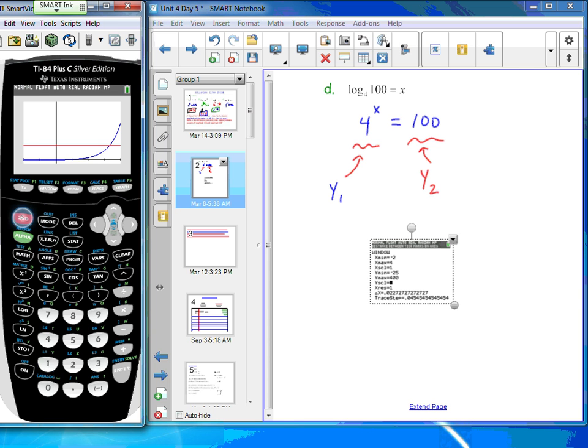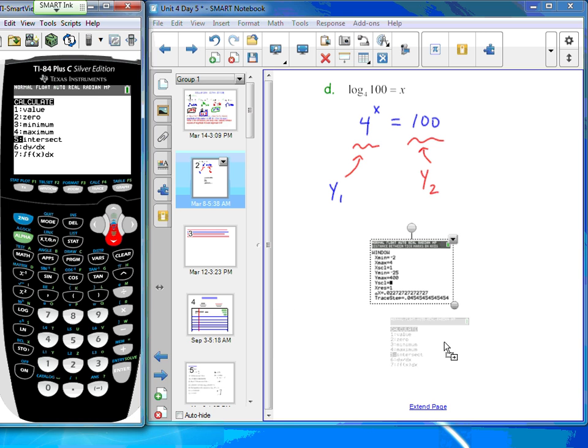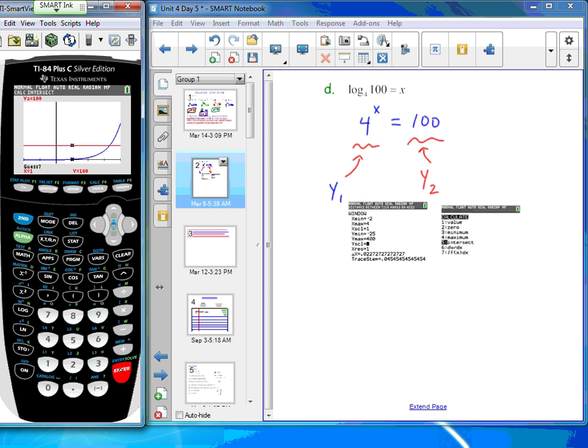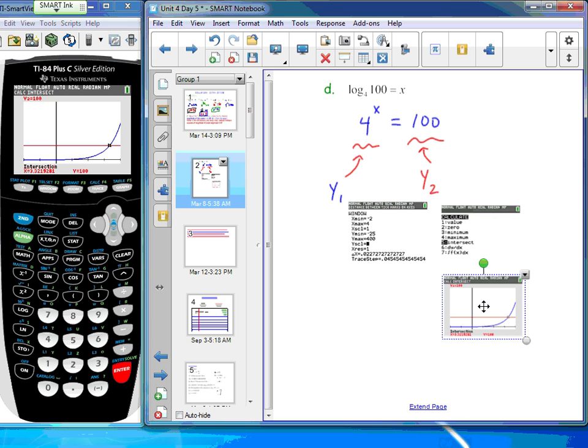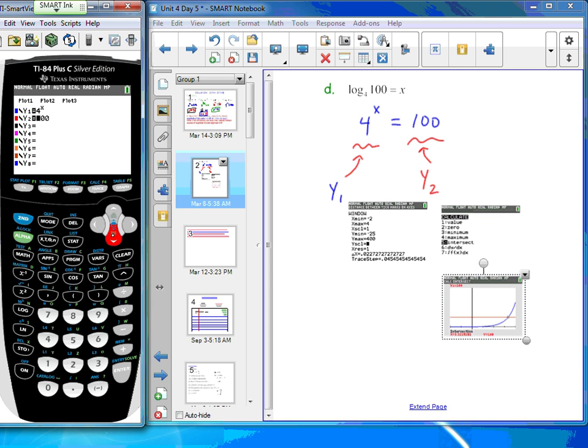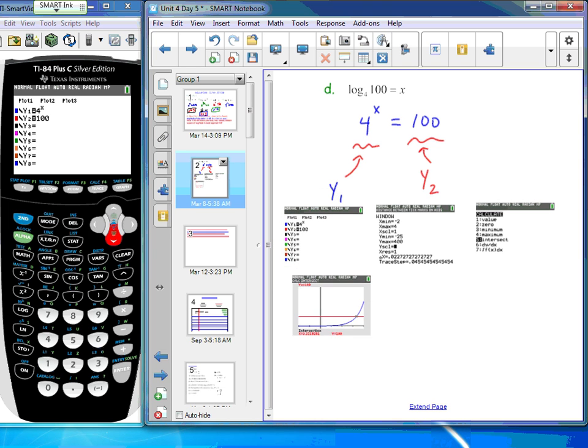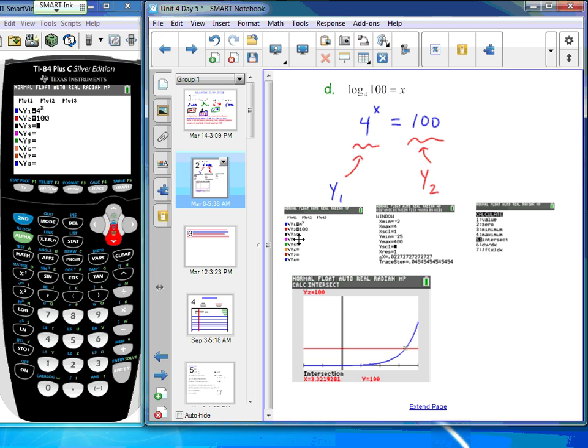In any case, we can do second trace is my calculate menu. We'll get intersect for my 5th option. First curve, enter. Second curve, enter. And voila, the cursor will jump on the intersection point and pair the X value 3.322 with 100. So it looks like we've systematically gotten an approximation using our strategy from before. That is, set the left side of the equation equal to y1, the right side of the equation equal to y2, and then use the intersect feature from the calculate menu to solve. So we got X is about 3.322.